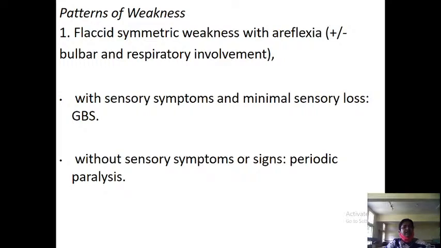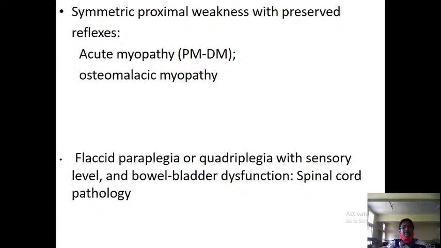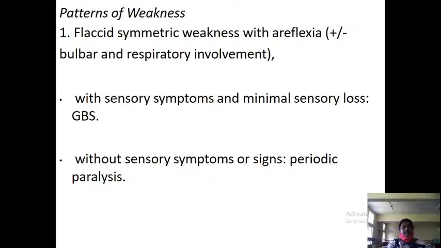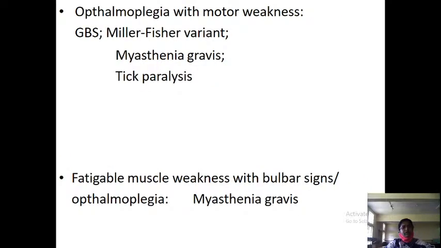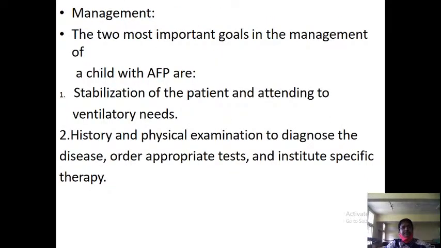Is it flaccid initially, and as it is progressing, is it becoming spastic? You have to observe that, because if it is initially flaccid and then progresses into spasticity, then we would think of any cord lesion like transverse myelitis. Any retention also, bladder or bowel dysfunction, you have to rule out spinal cord pathology.